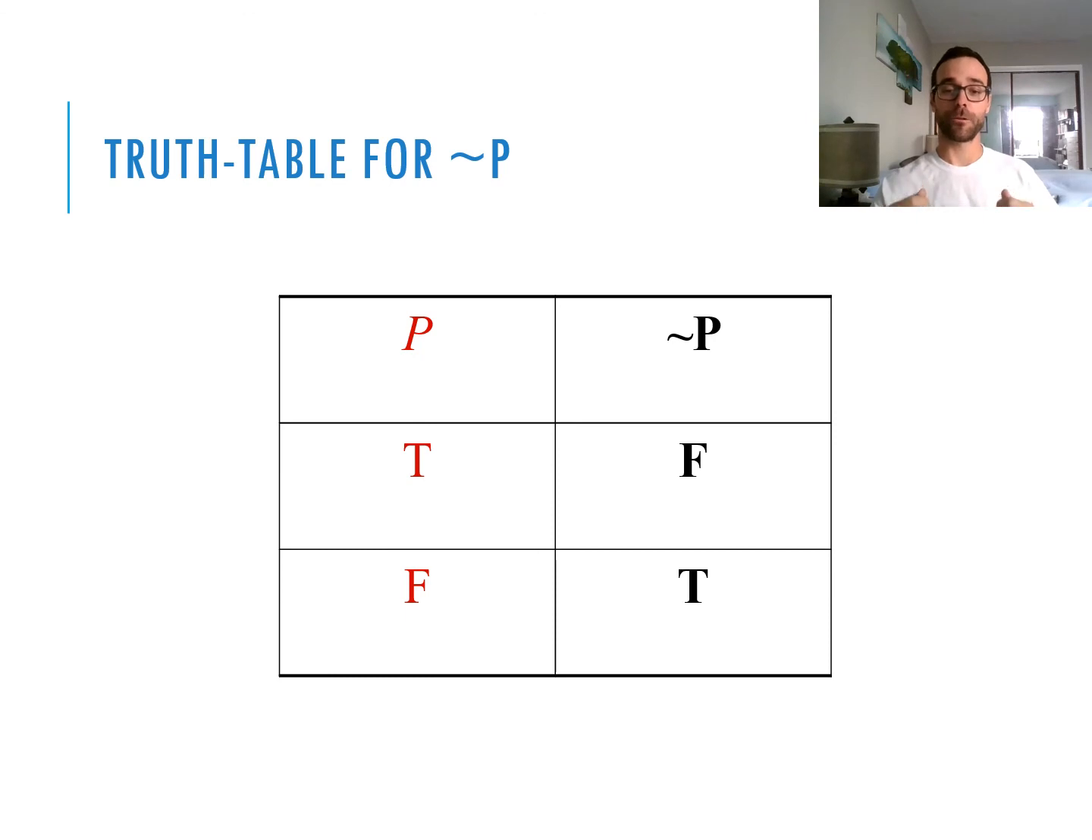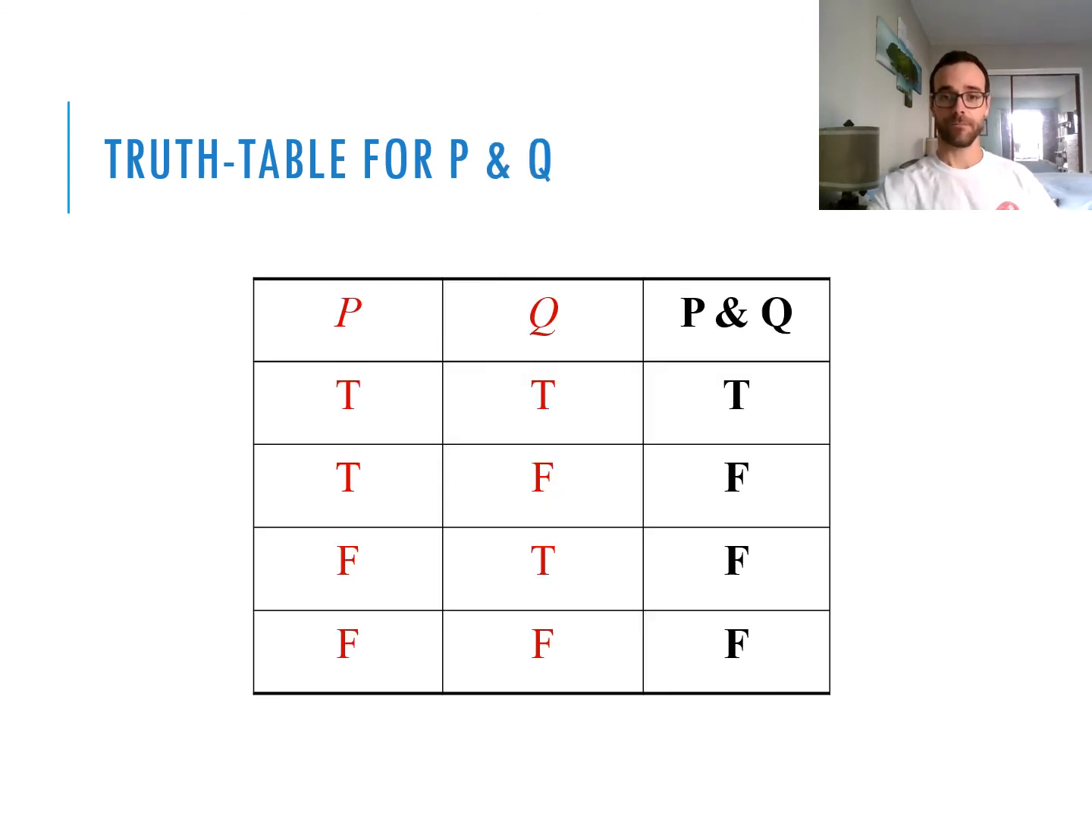So you want to make sure that you're memorizing these tables and understanding how we can get a truth value from these complex propositions by referencing the simple propositions. Again, here is the negation, the conjunction, the disjunction, the biconditional, and the conditional.